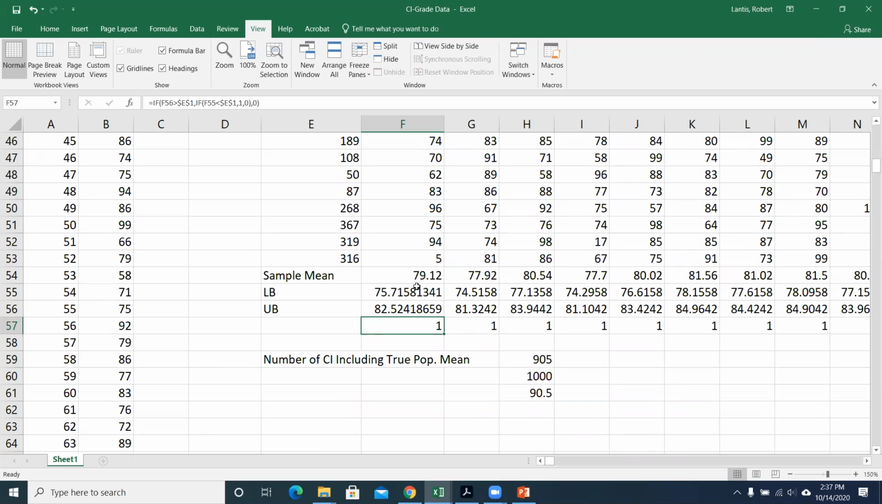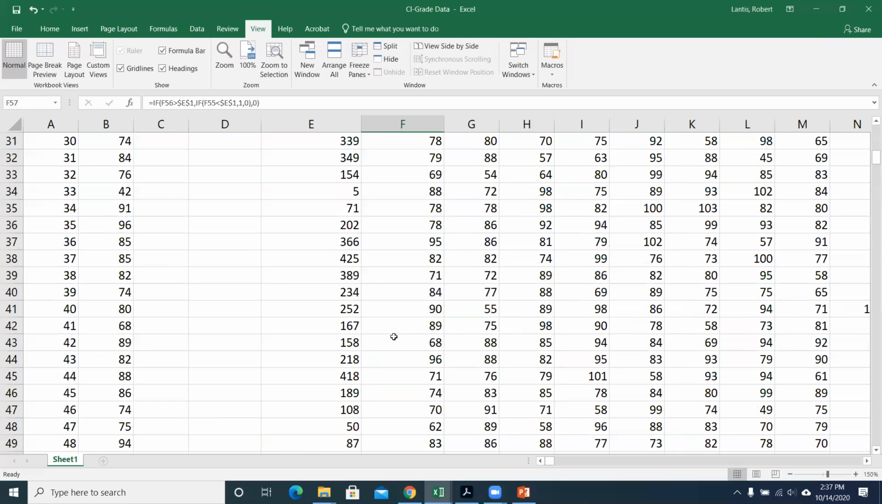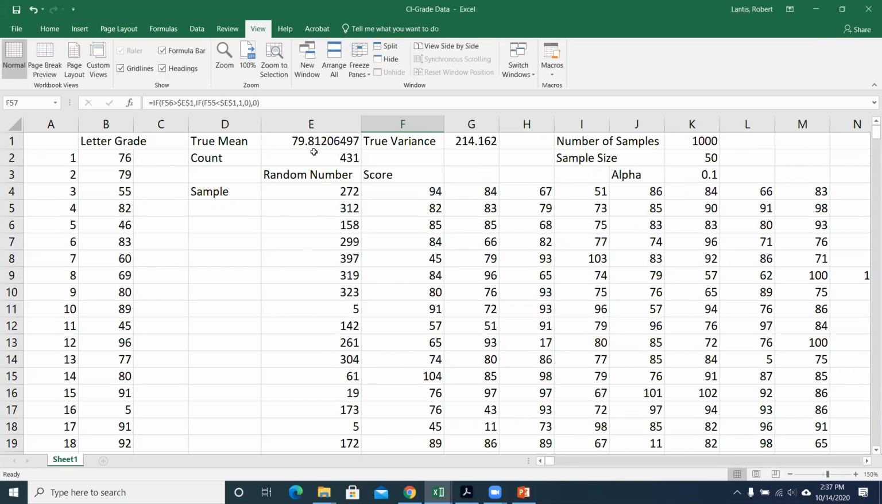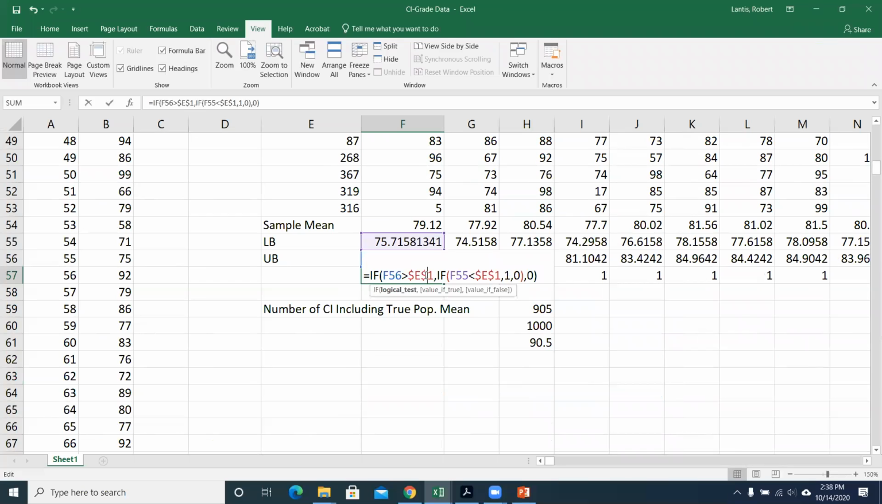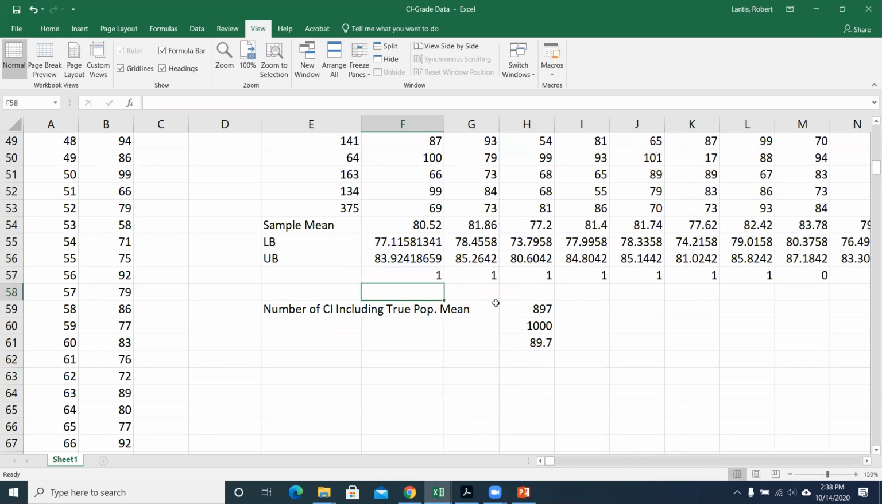So I look at the first confidence interval. It goes from 75 to 82. Does that include my true population mean? Sure enough, it does. So I put a 1 there. Now, how did I do that? I used some if statements. I'm not going to expect you to know how to do this, or even set something this elaborate up. But if you're ever interested in using if statements for other projects or other classes, I'm more than willing to talk about it, because you can do some pretty cool stuff here in Excel with this.